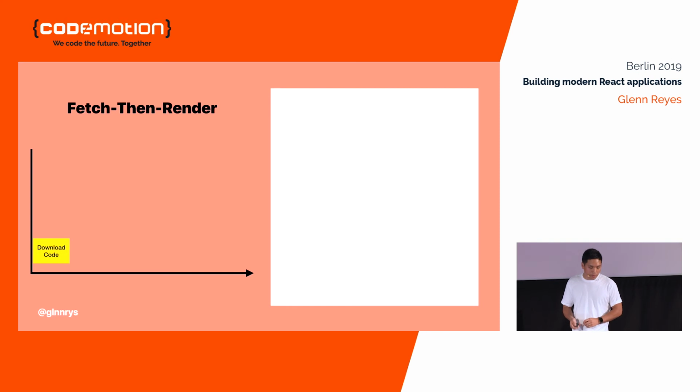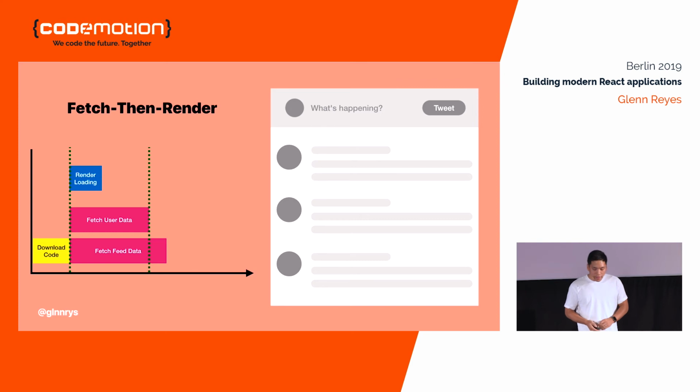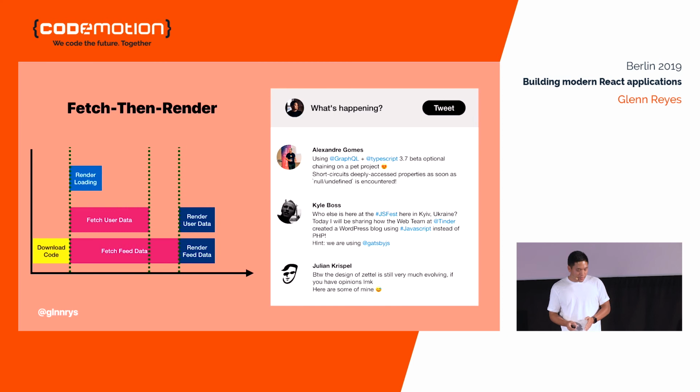So let's see how it looks. We download our code, we render the loading states, both from the composer and the feed, and we start fetching both. And then after a time, the user data has finished loading. But we still have to wait. And then after a time, we are able to render both. So you can see the drawbacks now, because we have the user data finished loading, but we haven't rendered it yet, right? Which is not what we intend to do.